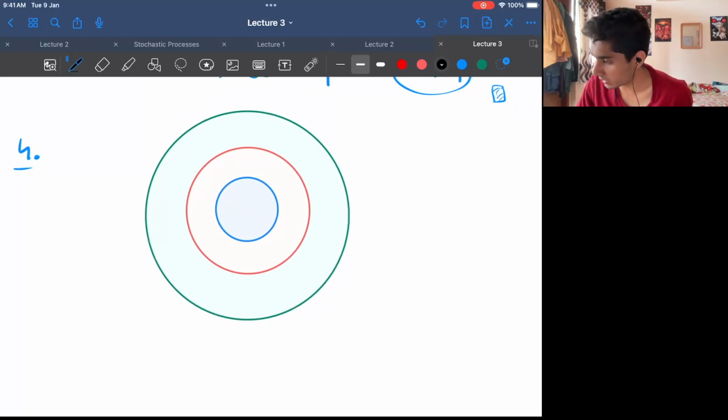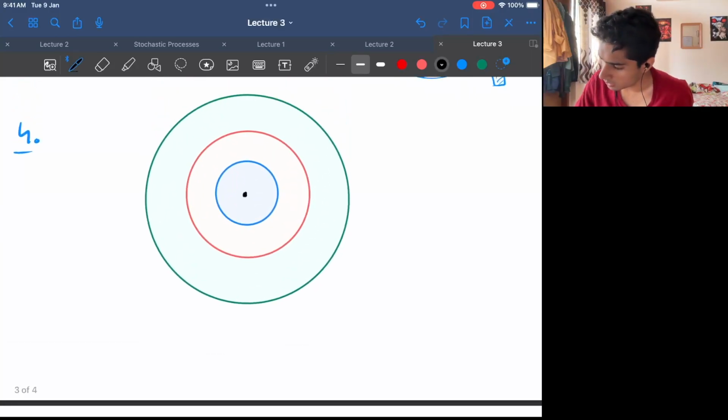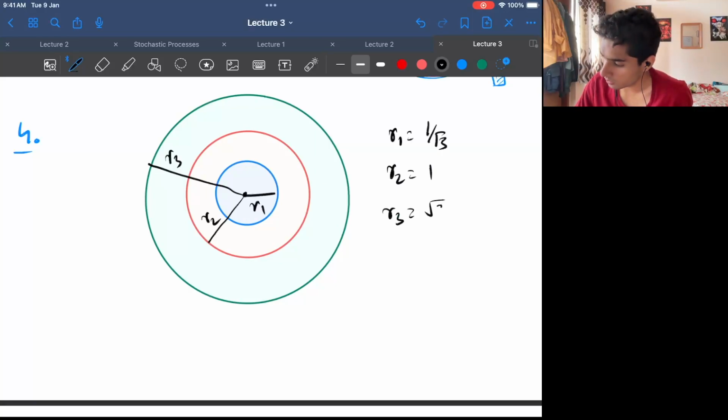Okay. Next thing is so these are all concentric. They have the same center. The radius of the first one is, let's say, R1. Second one, the radius of the second one is R2. The third one is R3. It is given to us that R1 is equal to 1 by root 3. R2 is equal to 1. And R3 is equal to root 3. Okay. This is given to us. So there are three concentric circles, and radius of each one of them is given to us.